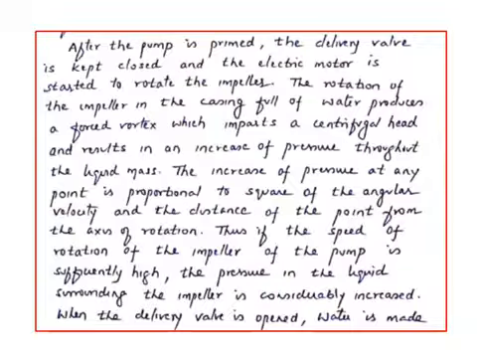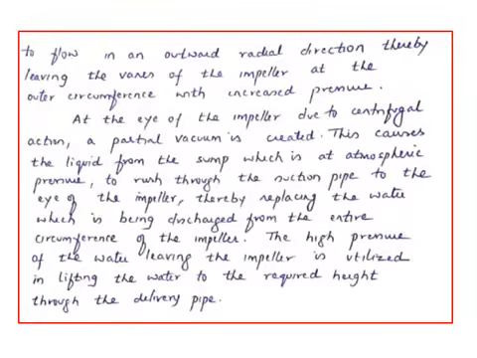Now, if the speed of rotation of the impeller is sufficiently high, the pressure in the liquid surrounding the impeller will also be considerably increased. As you increase the speed, the pressure also starts increasing. And when the delivery valve is opened, the water will flow in the radially outward direction, leave through the outer circumference, and go out with the increased pressure.